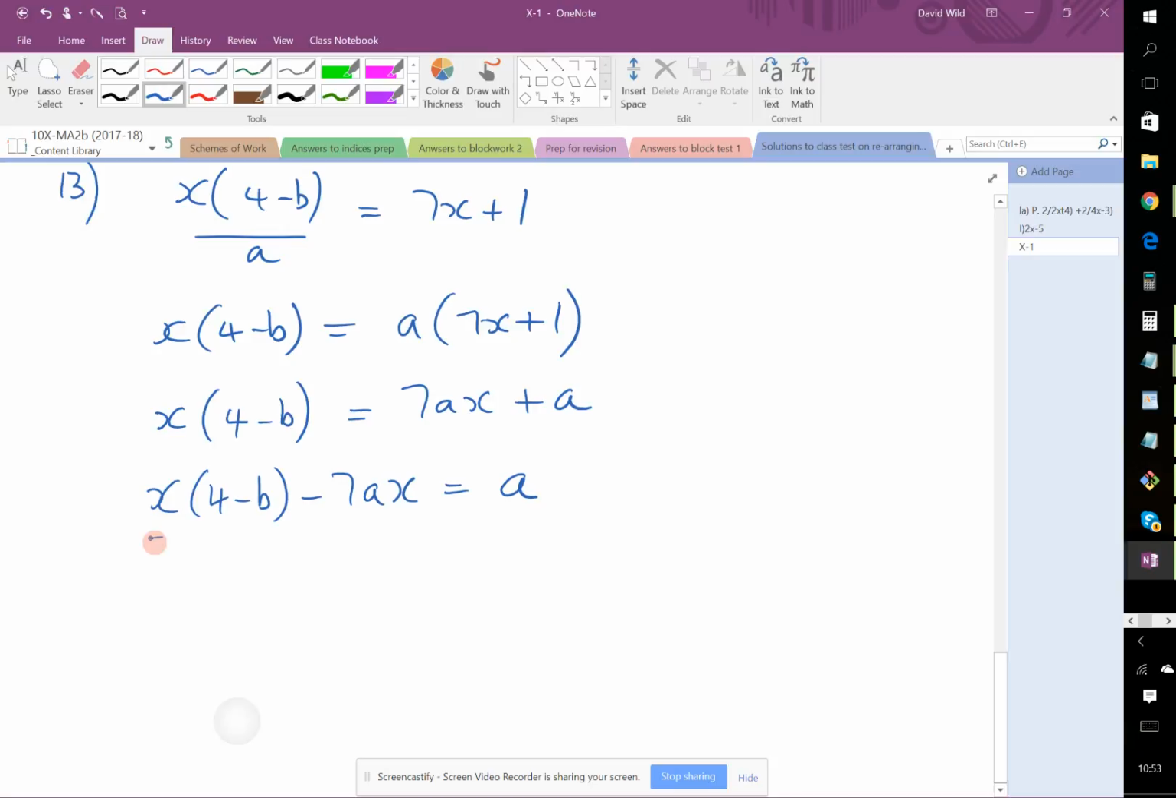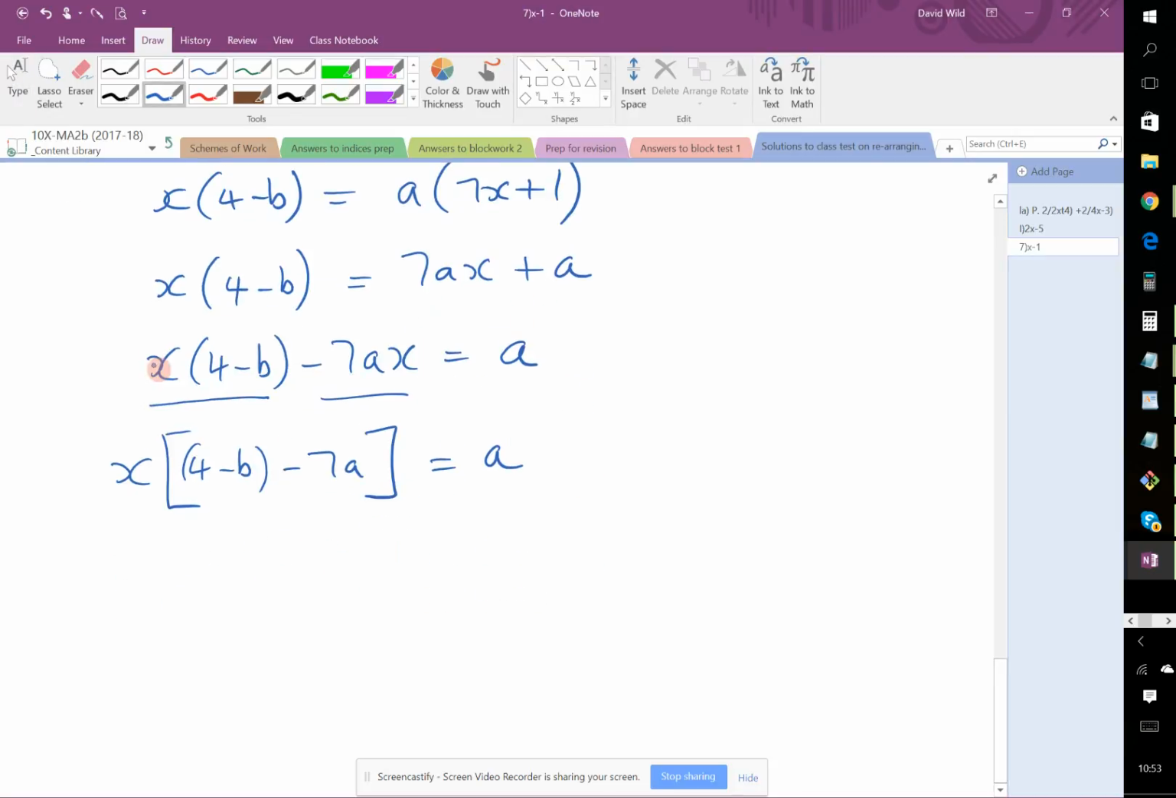And now I've got x in this term and this term, so I'm going to take it out as a common factor here. I'll use square brackets just so that you can see the difference between the brackets. So now we've got 4 minus b minus 7a equals a. Okay, so all I've done is taken out this x as a common factor from these two terms. There. Yeah, but what do you use to get it over? Divide it. I subtracted 7ax from both sides. So the 7ax gets removed from here.